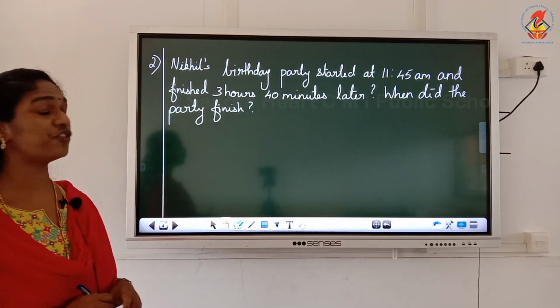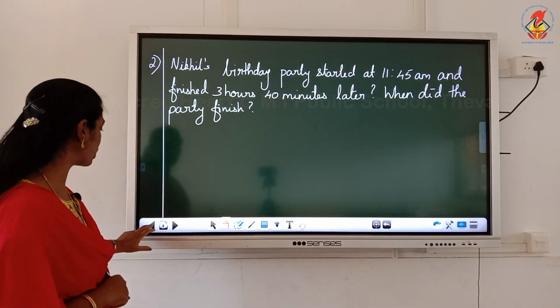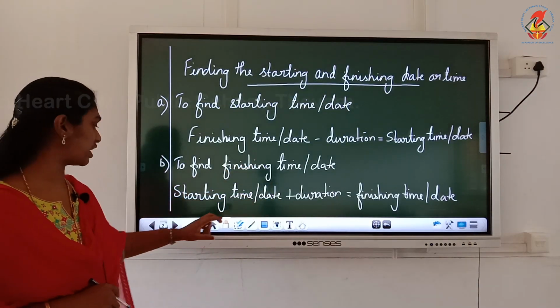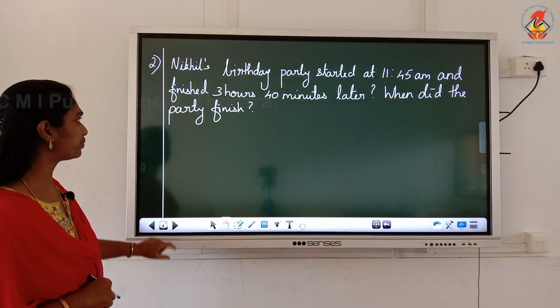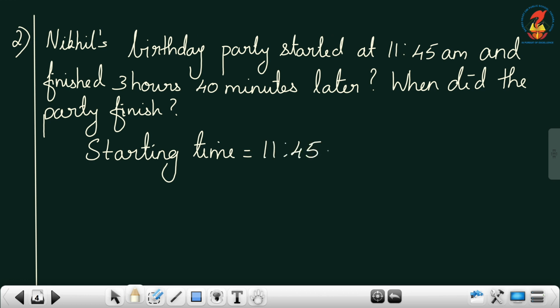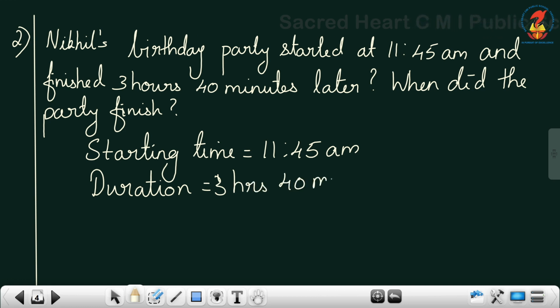Here you are finding out the finishing time. To find out the finishing time, what we have to do, children? We have to add the duration with the starting time. That means we will add. So, first you will write starting time. Starting time equal to 11:45 a.m. Then duration. Duration equal to 3 hours 40 minutes.